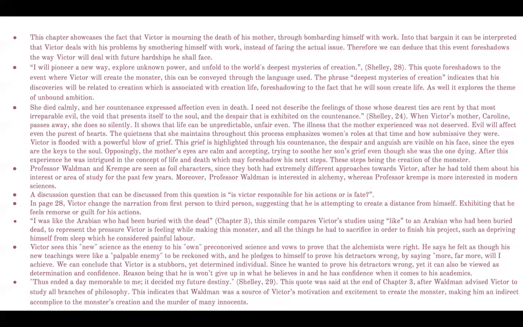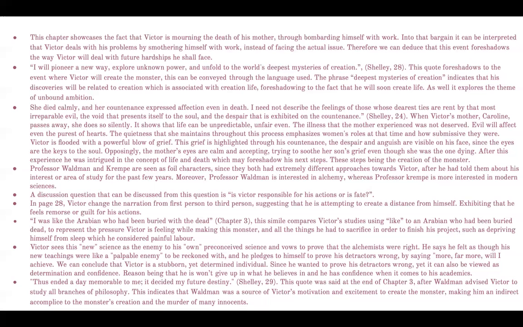And now this quote: "She died calmly, and her countenance expressed affection even in death. I need not describe the feeling of those whose dearest ties are rent by that most irreparable evil, the void that presents itself to the soul, and the despair that is exhibited on the countenance." So basically, this is describing when Victor's mother, Caroline, was passing away. And she does so silently.